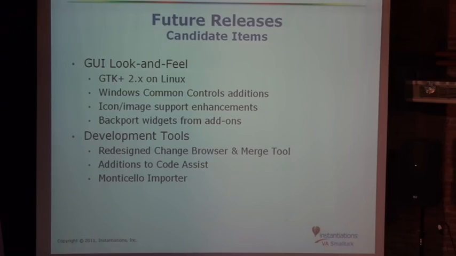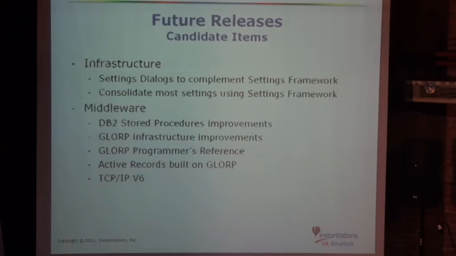Development tools. Our change browser is not so good. It definitely needs improvement, and we have a project involved in doing that. Code Assist is an ever ongoing effort now that we have provided it, and we're also working on a Monticello importer, not an exporter, just an importer, in order to ease the porting of C-side, as well as any other code coming in from Pharo or Squeak, but primarily for C-side, because I'm tired of doing file outs.